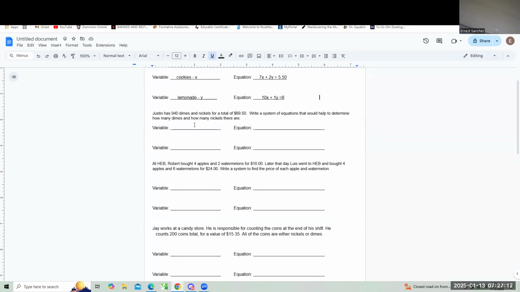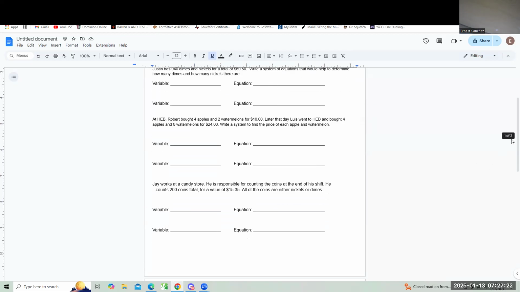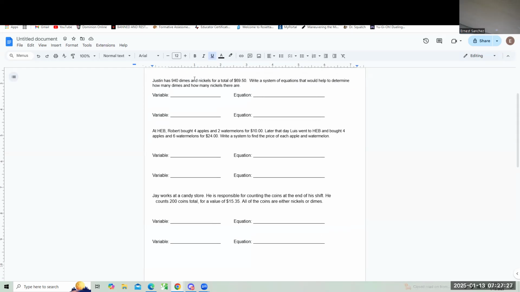So if we move down to the second one, it says Justin has 940 dimes and nickels as a total of $69.50. Write the system of equations. So this is type 3 because they are talking about dimes and nickels, and they only give us 2 numbers. So we know that dimes, and let's leave this as D and N for now. So we know we're talking about dimes, so we'll leave that as D. And then we were talking about nickels. So we know that is N.